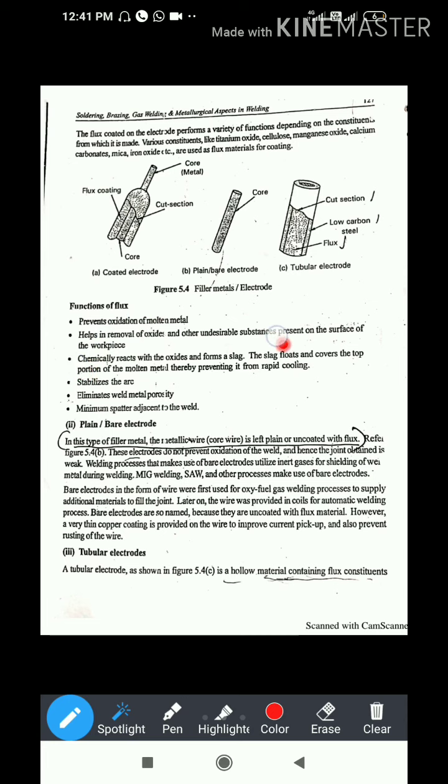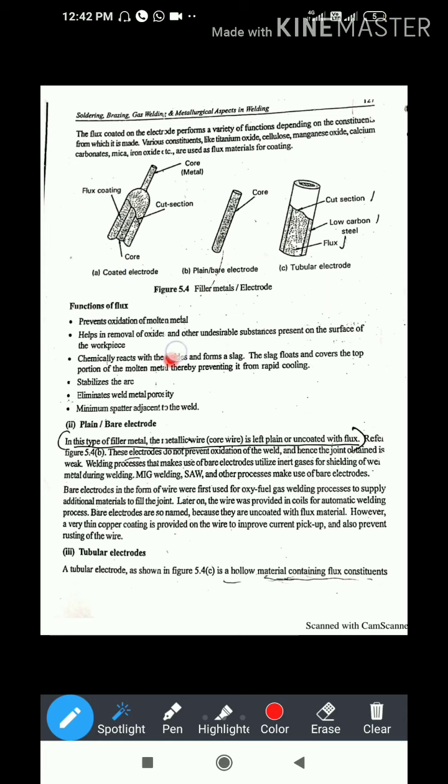To prevent the oxidization of the molten metal. Molten metal means what? Due to the heat, this core metal melts, and both the workpieces also melt and fuse with each other. Oxidization means when the metal is in liquid or molten form, the atmospheric gases should not enter that liquid. For that reason, the shelter is prepared. Gas and smoke are prepared by this flux.